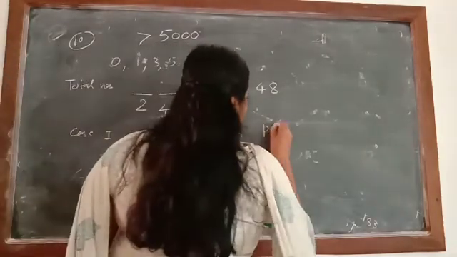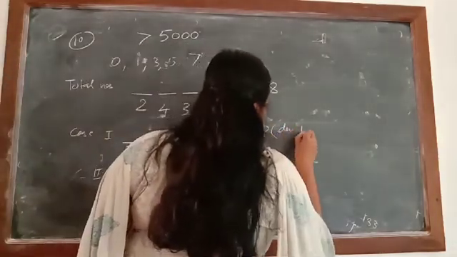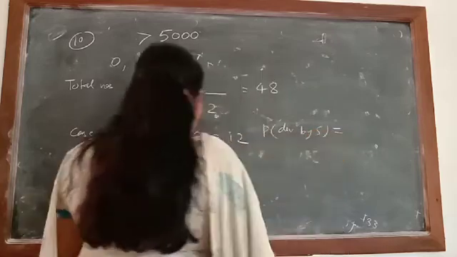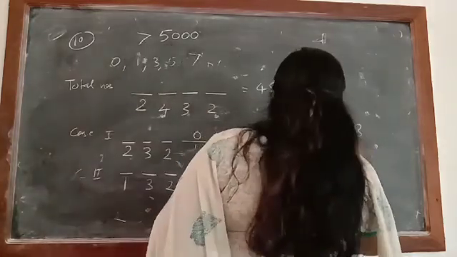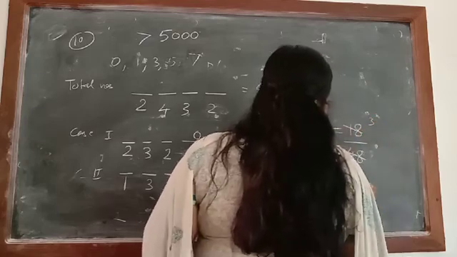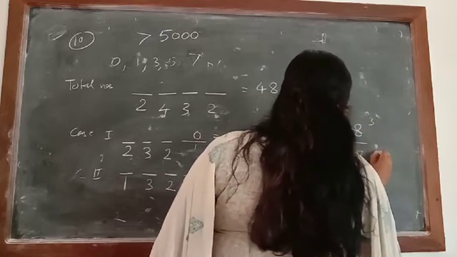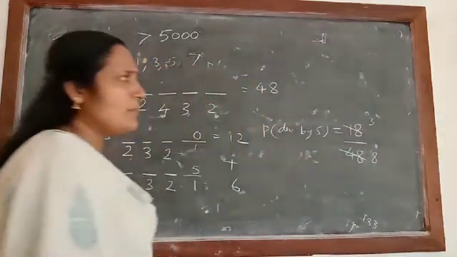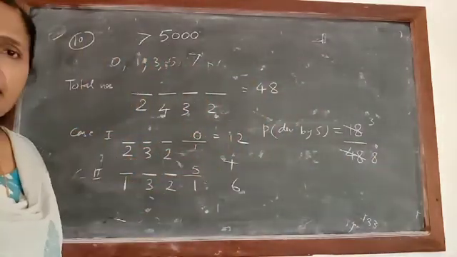Now write down the probability of getting a number divisible by 5: it is equal to 12 plus 6, 18 by 48. Cancel it there: 6 3s are 18 and here 6 8s are 48. So the probability is equal to 3 by 8.